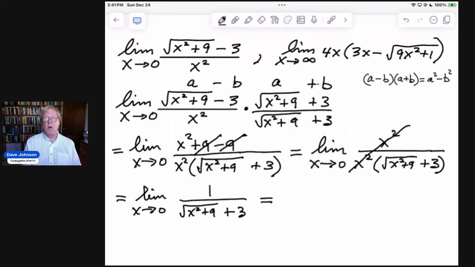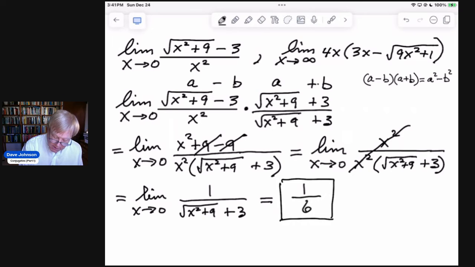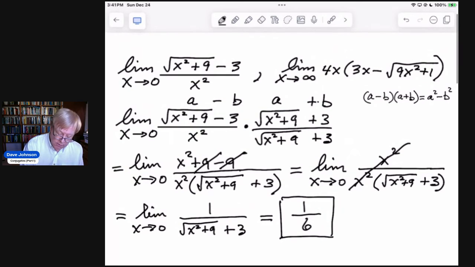So this is no longer indeterminate. So we can plug x equals 0 in, and what do we get? We get 1 over, well, the square root of 9 is 3, 3 plus 3 is 6. And so that's our answer. So our first limit is 1/6. Okay. Now let's go ahead and do the second limit.